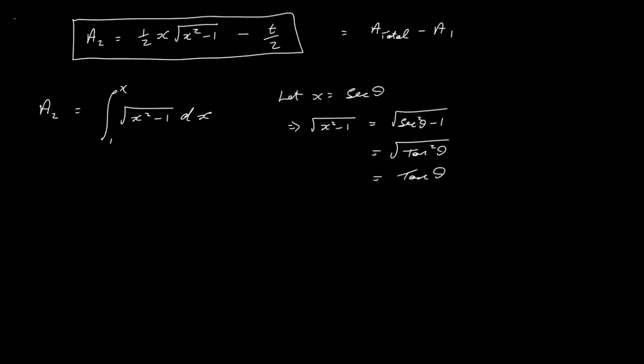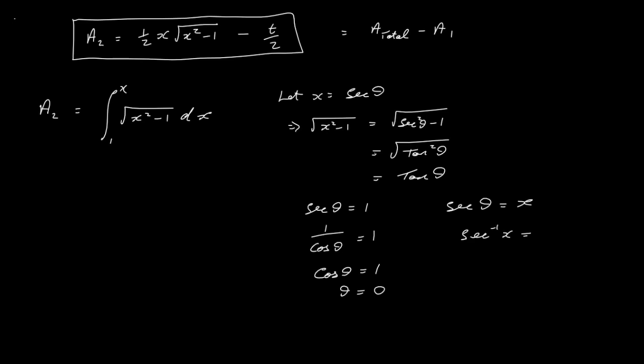Now, looking at our limits, we've got sec theta equal to 1, and sec theta equal to x. If sec theta is equal to 1, we've got 1 over cos theta equal to 1. That gives us cos theta equal to 1, or theta equal to 0. If we have sec theta equal to x for the upper limit, there isn't a whole lot we can do with that. Really, we've just got sec inverse x equal to theta.